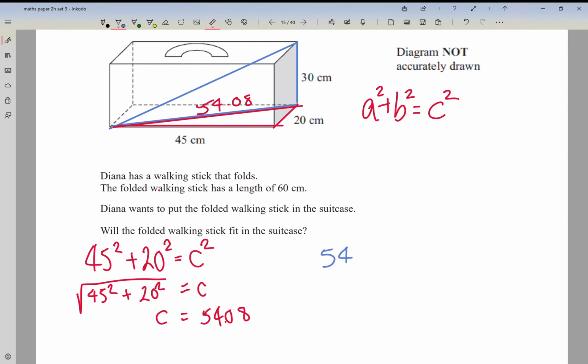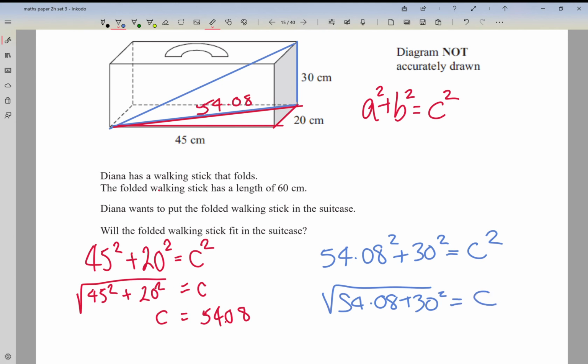So then you'll end up doing 54.08 squared plus 30 squared, and that will get my answer, my c squared, sorry. And then you square root that to find c. My square root's not working, so I'm just going to have to check quickly the answers here. You should get 57.66.